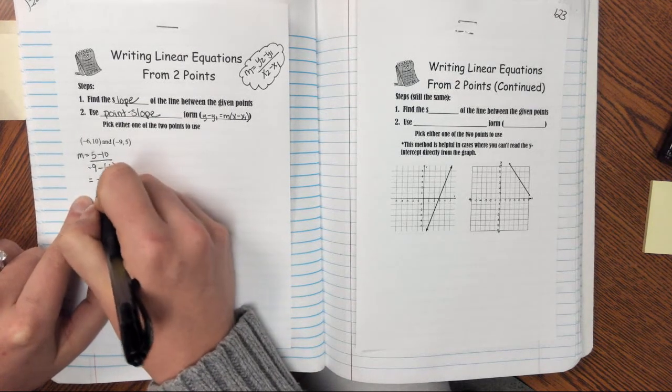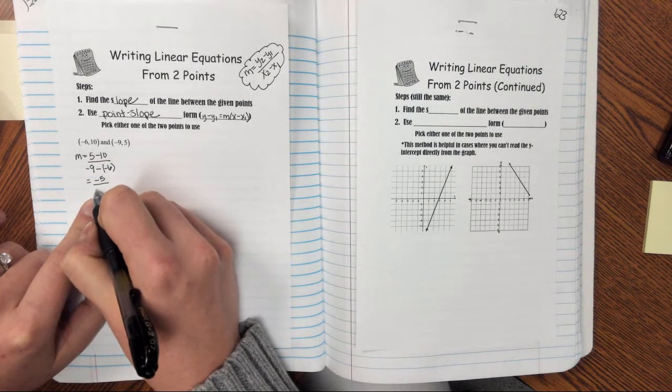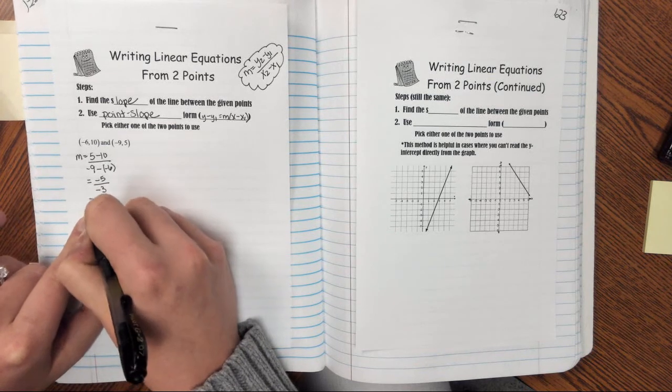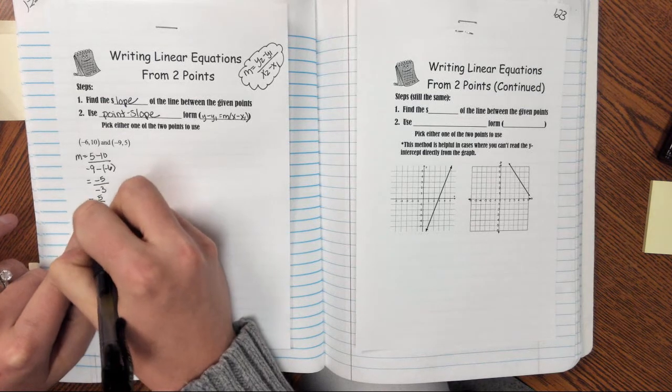5 minus 10 is negative 5. 9 minus negative 6 is negative 3. And a negative divided by a negative is a positive, so this is going to be 5/3.